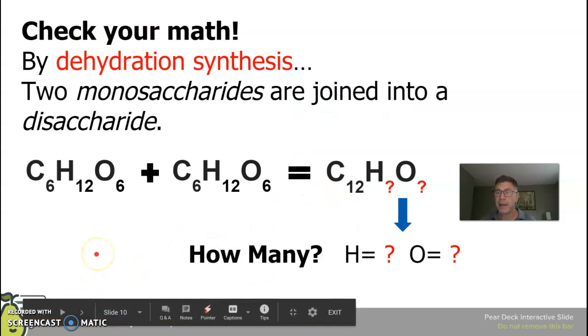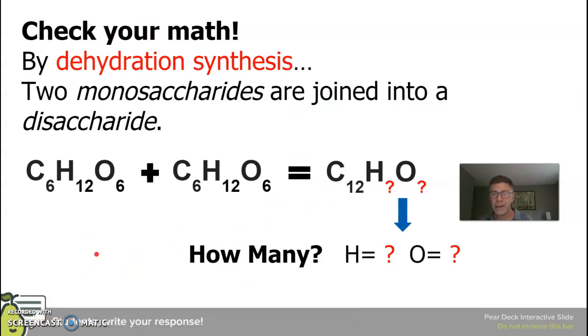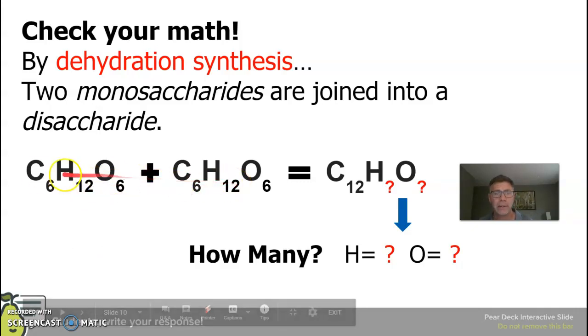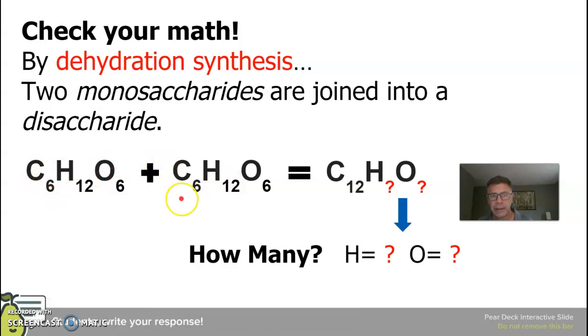All right, so if we were to do our math here, you might think, okay, so I just double everything, right? One monosaccharide joined to another monosaccharide. And your initial thought might be, okay, so C6 plus C6 is going to give me C12. H12 plus H12 is going to give me H24. O6 plus O6 is going to give me O12. But the reality is that because dehydration synthesis has occurred, this should really be C12, H22, O11.